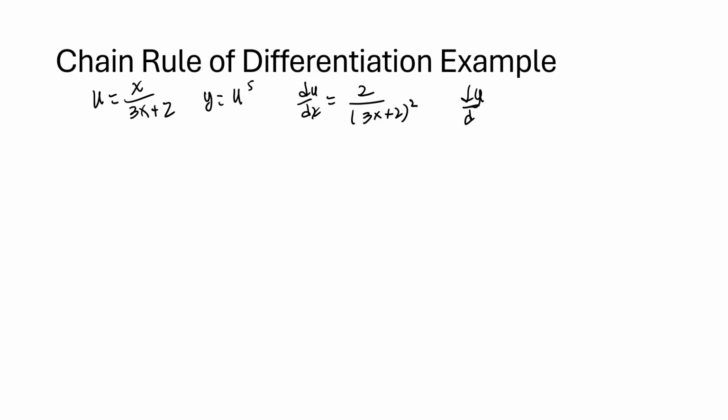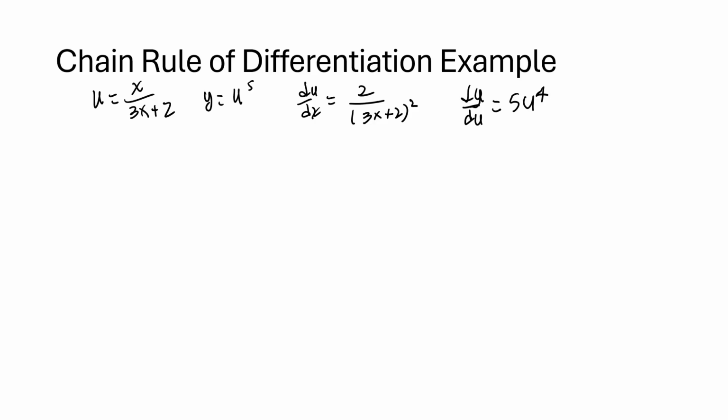Now let's continue on with the example. What I'm going to do is copy the stuff from the first page to this page so that I don't make a mistake. It's really easy to do. I found it's better to just be neat and redundant sometimes so you know exactly what you're doing. So there was our u and there was our y, and then we calculated du/dx is equal to 2 divided by the quantity 3x plus 2 squared. That we did using the quotient rule, and then dy/du is equal to 5u to the fourth. Okay, so there's what we know so far.